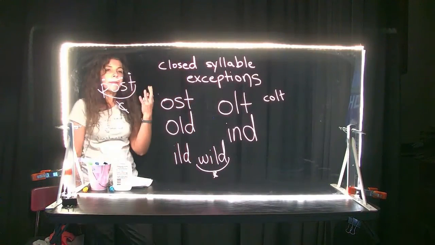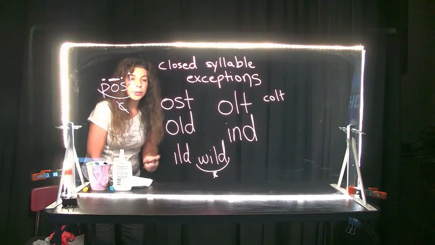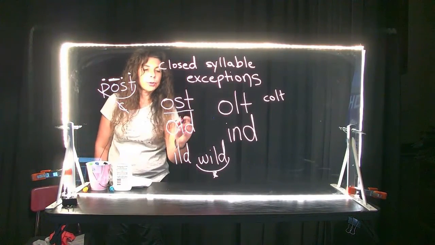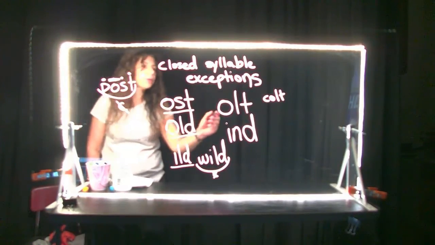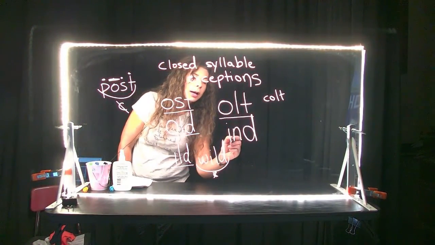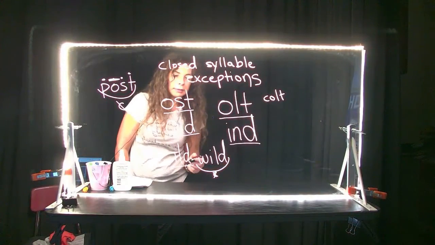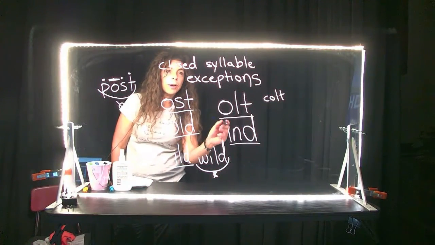Third grade, you have 5 closed syllable exceptions. OST, post, ost. OLD, cold, old. ILD, wild, ild. OLT, colt, olt. IND, find, ind. 1, 2, 3, 4, 5.